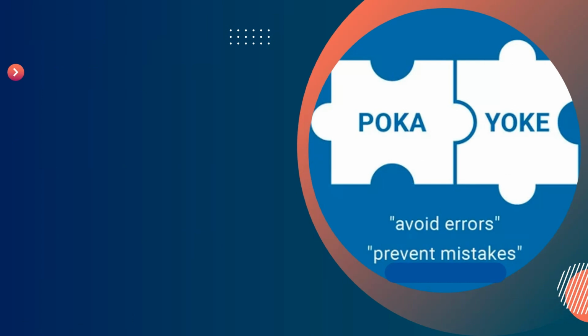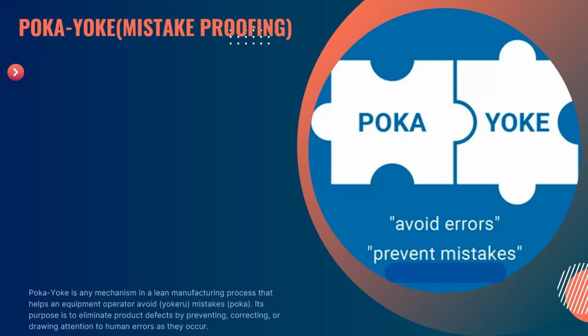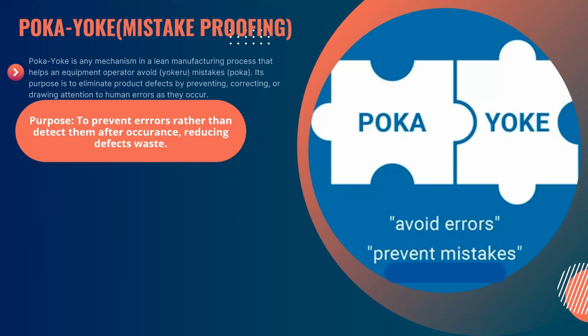Let's go to the next slide and understand what Poka-Yoke, or mistake proofing, is. Poka-Yoke is any mechanism in a lean manufacturing process that helps an equipment operator avoid mistakes. Avoid in Japanese is known as yokeru, and mistakes are known as poka. Its purpose is to eliminate product defects by preventing, correcting, or drawing attention to human errors as they occur. What's the purpose? To prevent errors rather than detect them after occurrence, reducing defects and waste.